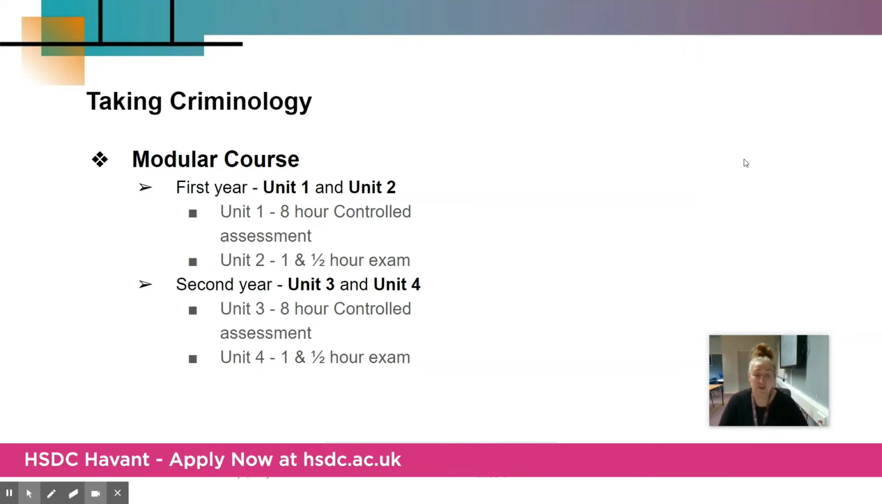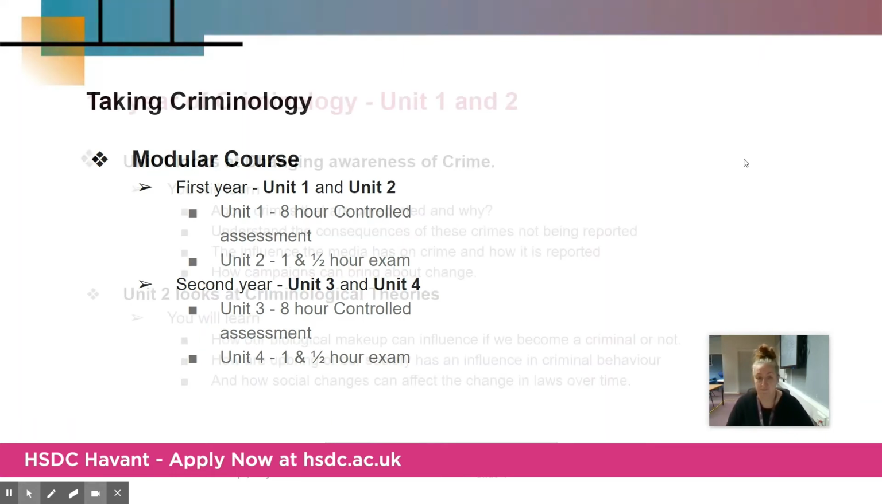At the end of Unit 2, you sit a 1.5 hour exam, and once that's completed, that's it done. Second year, we look at another controlled assessment. Again, you will have resources to take in with you. It's an open book exam, and it's another 8-hour controlled assessment done over 2 days. So that's broken up into 4 sections. Unit 4, again, is an exam, and that's another 1.5 hour unit.